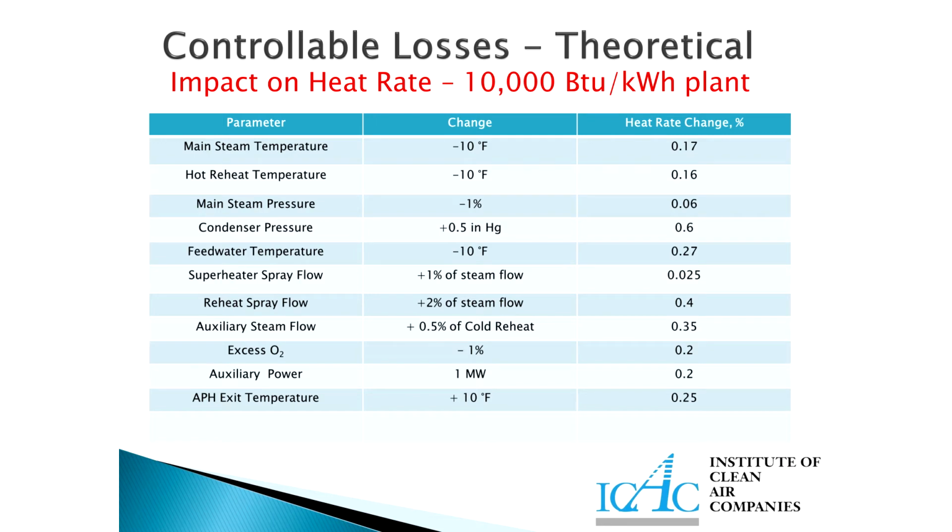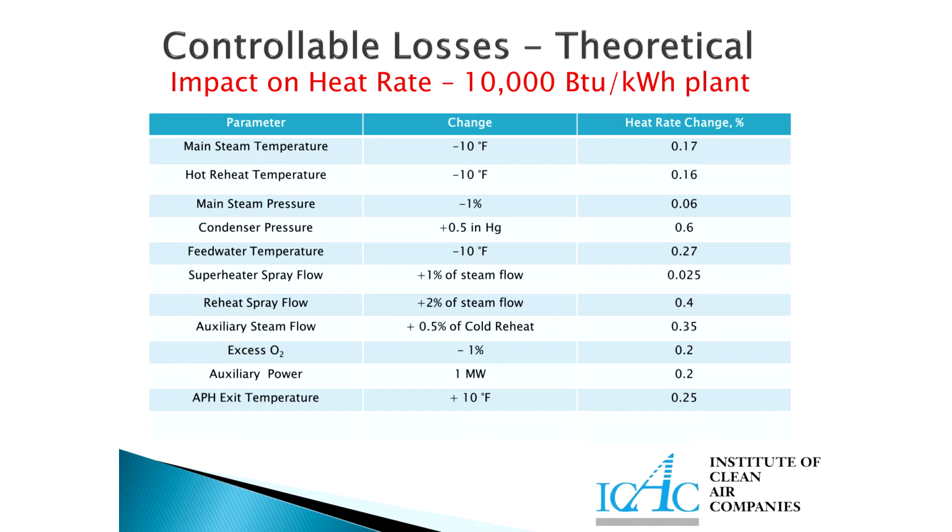So let's look at a theoretical coal-fired plant, and look at these controllable losses and their impact on heat rate. We are assuming here a 10,000 BTUs per kilowatt hour heat rate. That means to make 1 kilowatt hour, we consume 10,000 BTUs, which is approximately 1 pound of bituminous coal, with a typical heating value of 10,000 BTUs per pound.